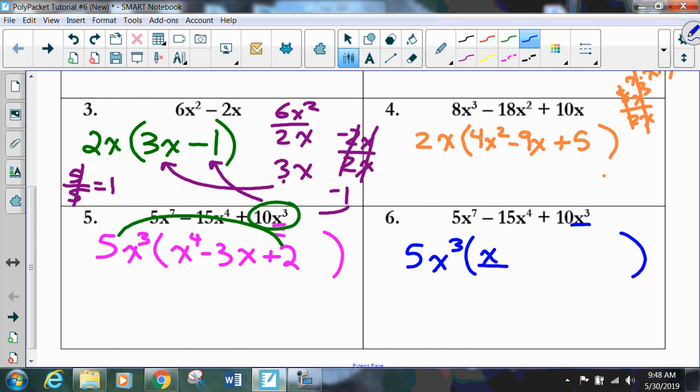Well, if we had an x to the 4th here, right? X cubed times x to the 4th is x to the 7th. 5x cubed times what gets me back to the negative 15x to the 4th? How about a negative 3x? 5x cubed times what gets me back to the 10x cubed? You'll notice that when this is the same as this, we only need to take care of the number, right? Because 5x cubed times 2 is going to give me the 10x cubed.